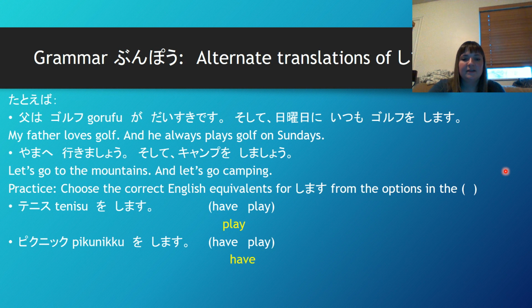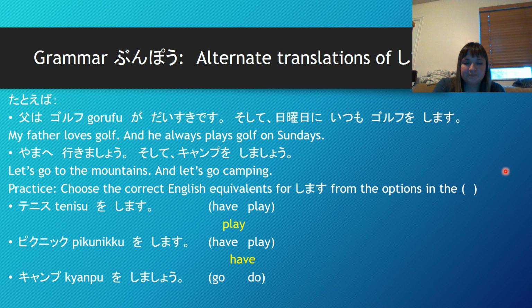If you said have, you are correct. I'm going to have a picnic. And our last one, kyampu o shimashou. Kyampu o shimashou would here use the meaning of go or do. We would say do camping, go camping. If you picked go, you are correct.